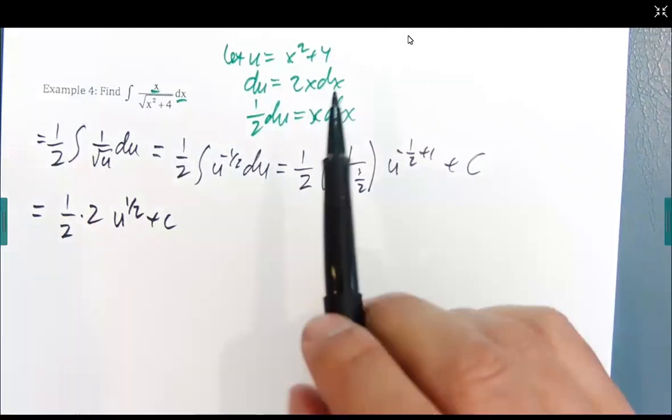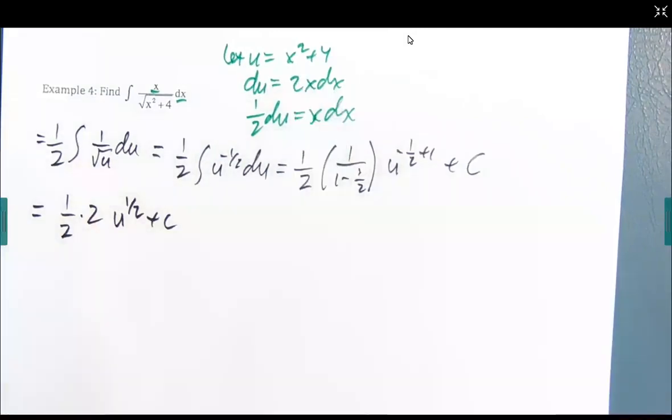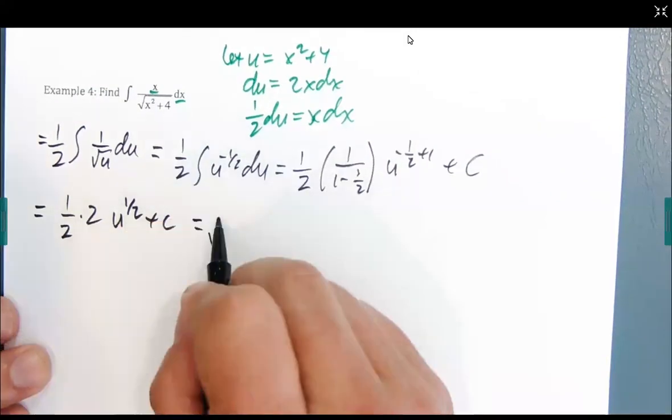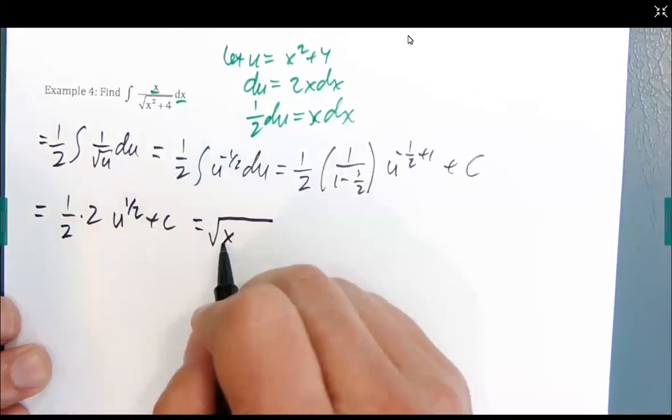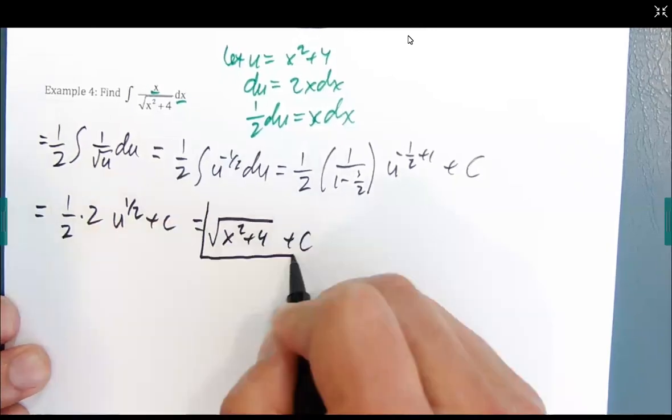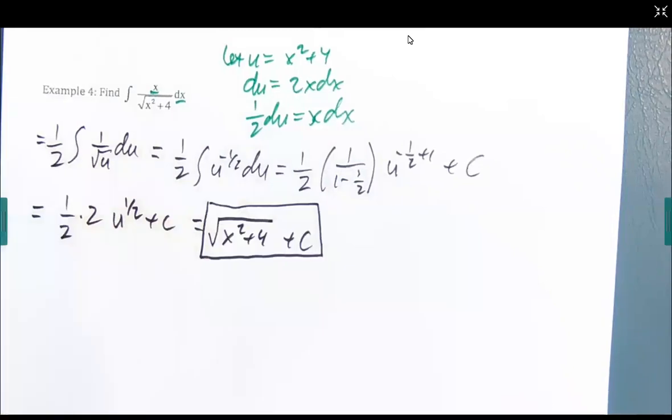And u, once again, is x squared plus 4. Notice the 2's completely reduce out. So we end up with the square root of x squared plus 4 plus c. Nice and simple. We at least try. And let's move on to the next one.